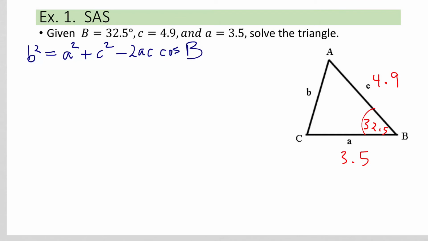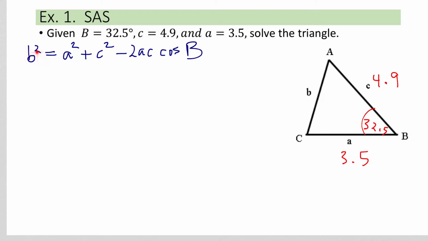So here's our first example. This is an SAS situation. I'm given angle B, 32.5, side C, 4.9, and side A, 3.5, SAS, an included angle. If I'm going to need to use the law of cosines, I can use the B law since I'm given the B angle. So I have A, C, and the angle B.